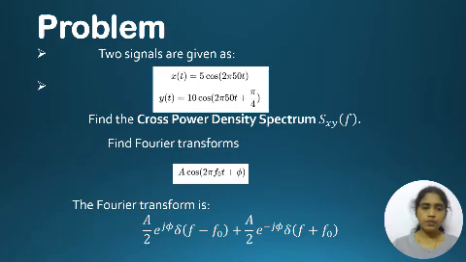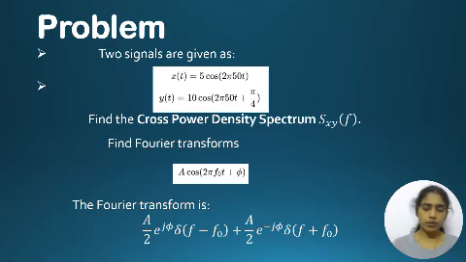Problem. Two signals are given as x of t equals 5 cos of 2 pi 50t, y of t equals 10 cos of 2 pi 50t plus pi by 4. Find the cross power density spectrum Sxy of f. Find the Fourier transform of A cos of 2 pi f naught t plus pi.